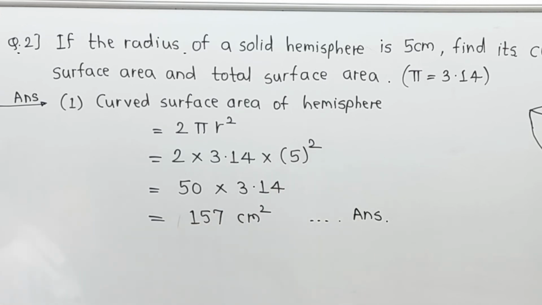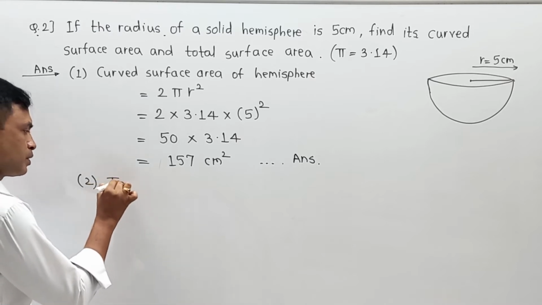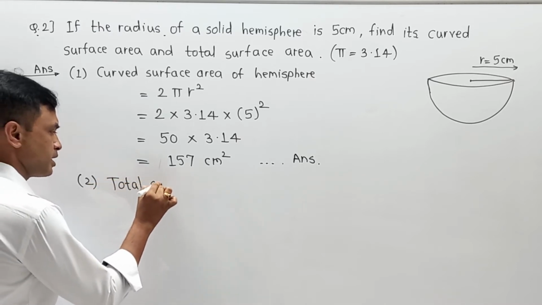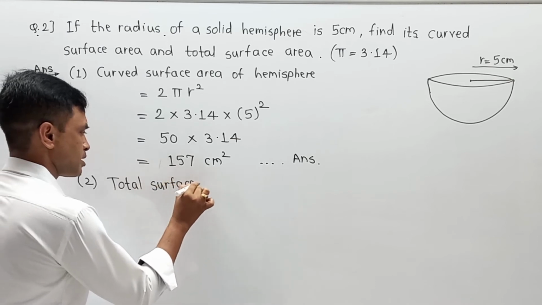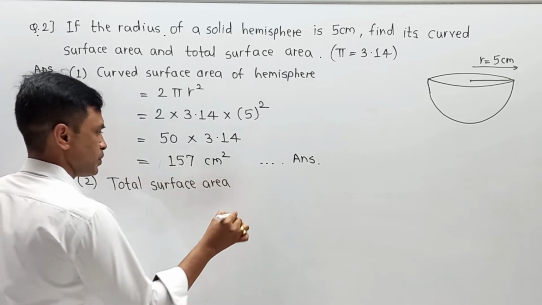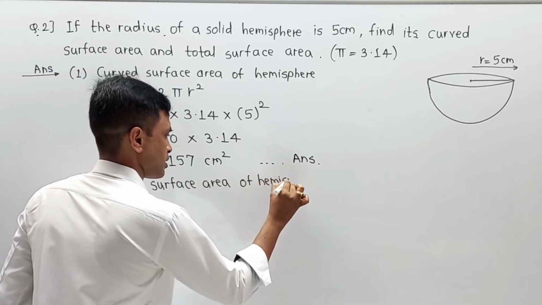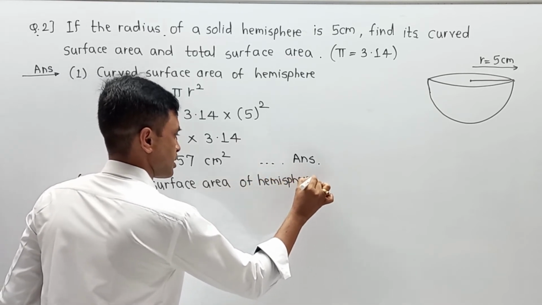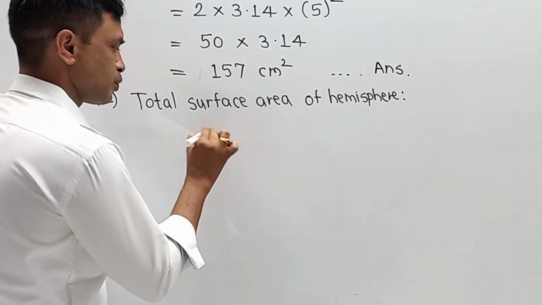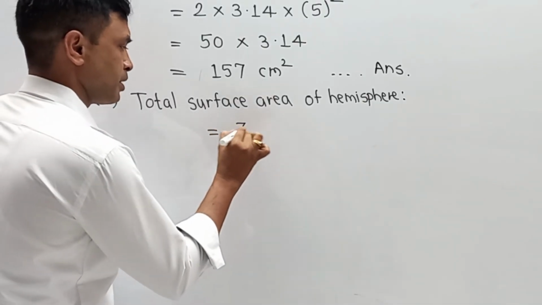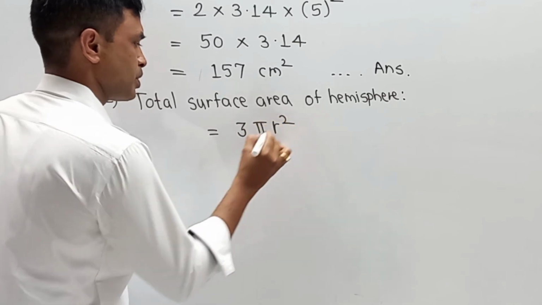Otherwise, you can do the needful calculation and write the correct answer. Moving to the second part over here, after curved surface area, we need total surface area of hemisphere, and here this formula becomes 3 pi r square.